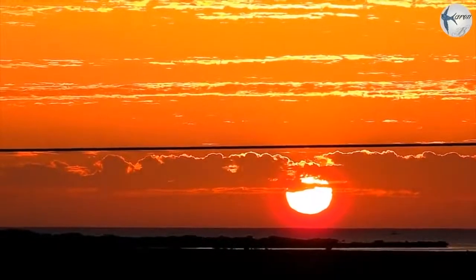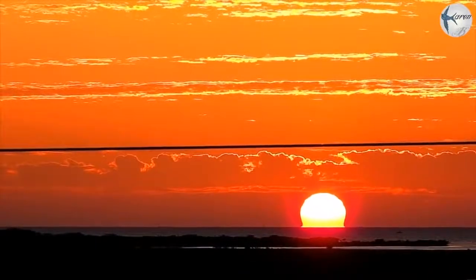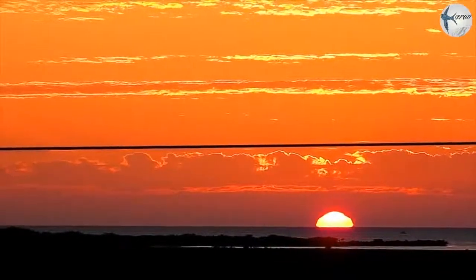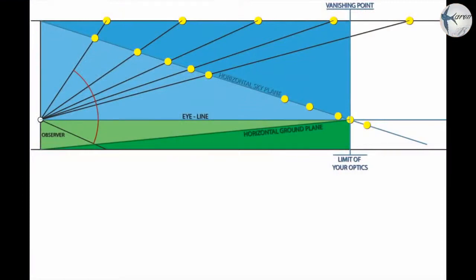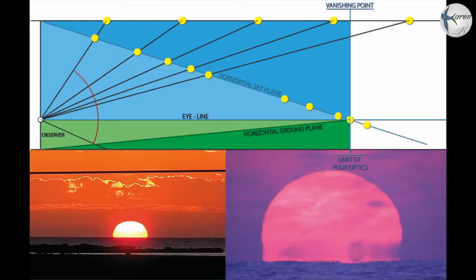The same thing with the sun. It is always high above the Earth's surface, but seems to touch the ground as it reaches a distance outside the limits of our optics. As the sun moves farther away, the horizontal planes will appear to merge. So here, we have our observer on the left looking off as far as he can see.